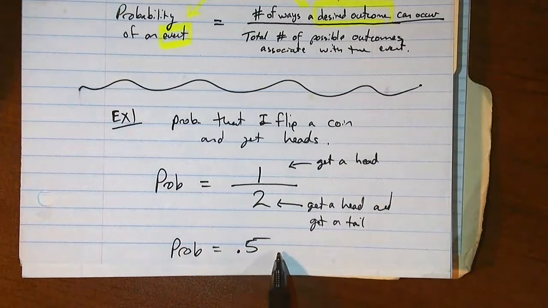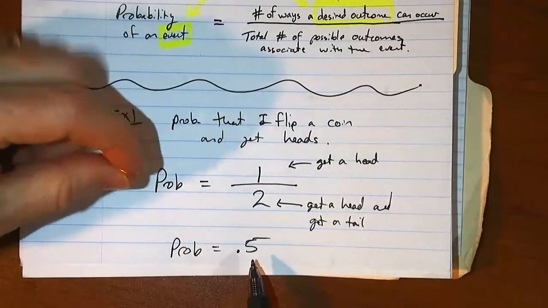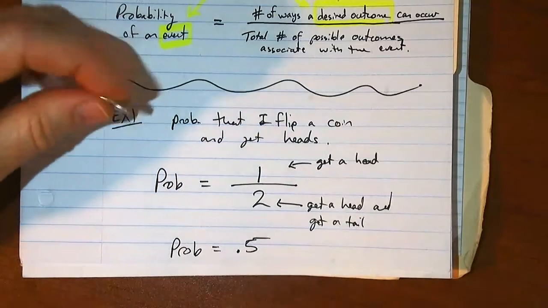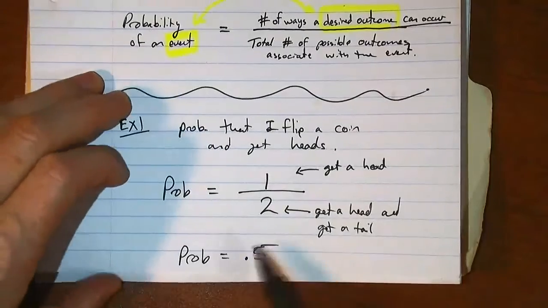If I move this decimal 2 spots, then that would be 50%. So that's telling me that I should expect that approximately 50% of the time I flip a coin, I should get a head, assuming that it's a fair coin. So this is the idea of a probability. That's a very simple one. Let's move into one that's just slightly more complicated.